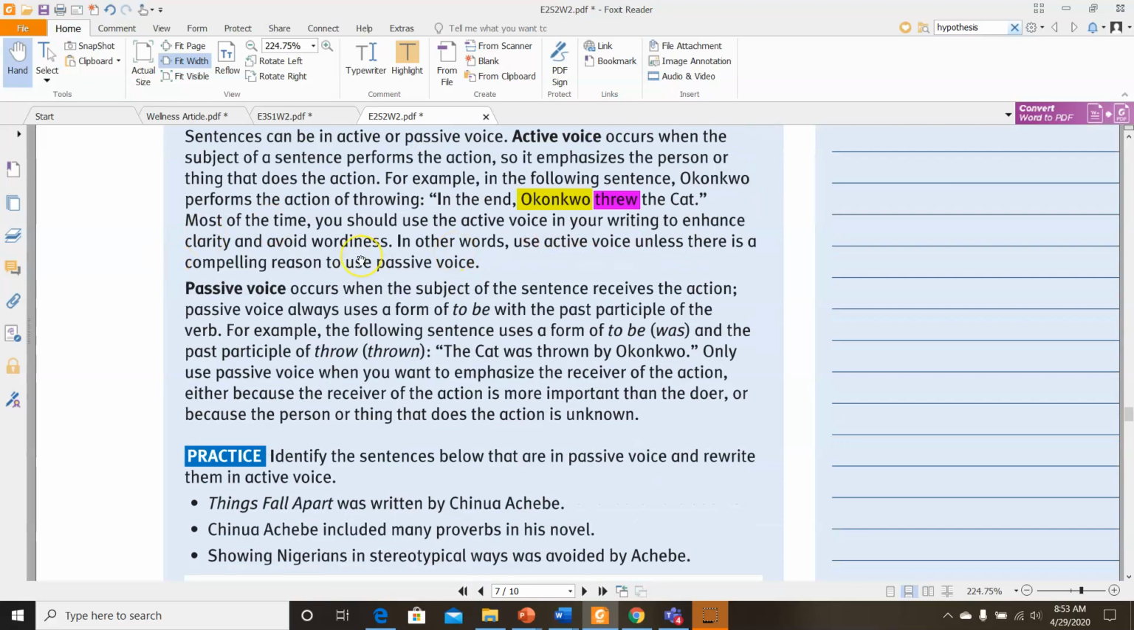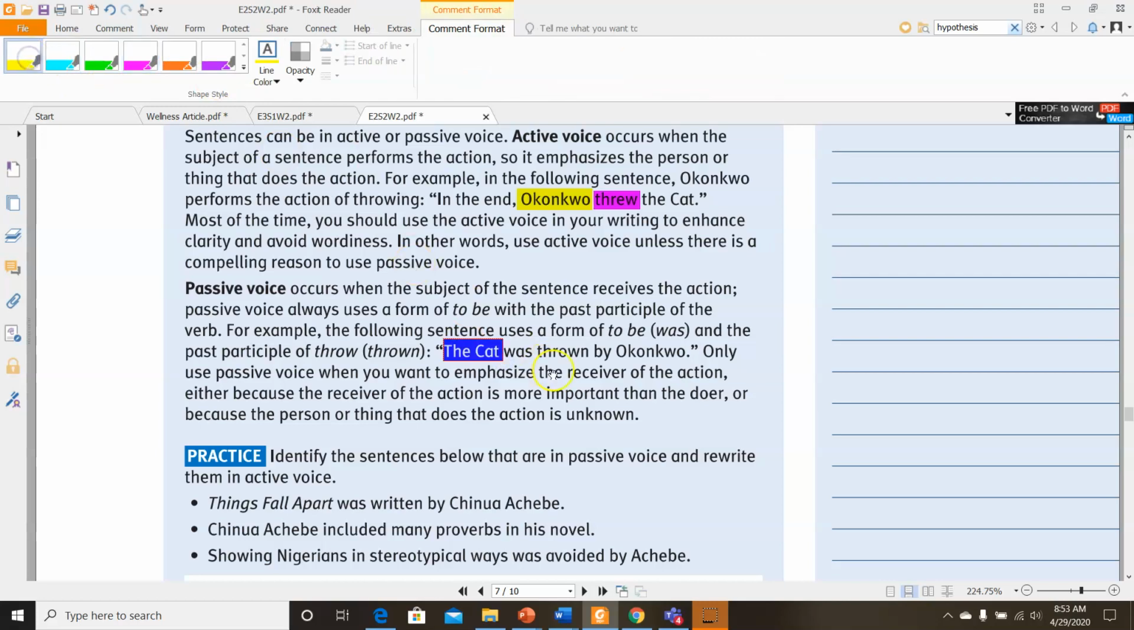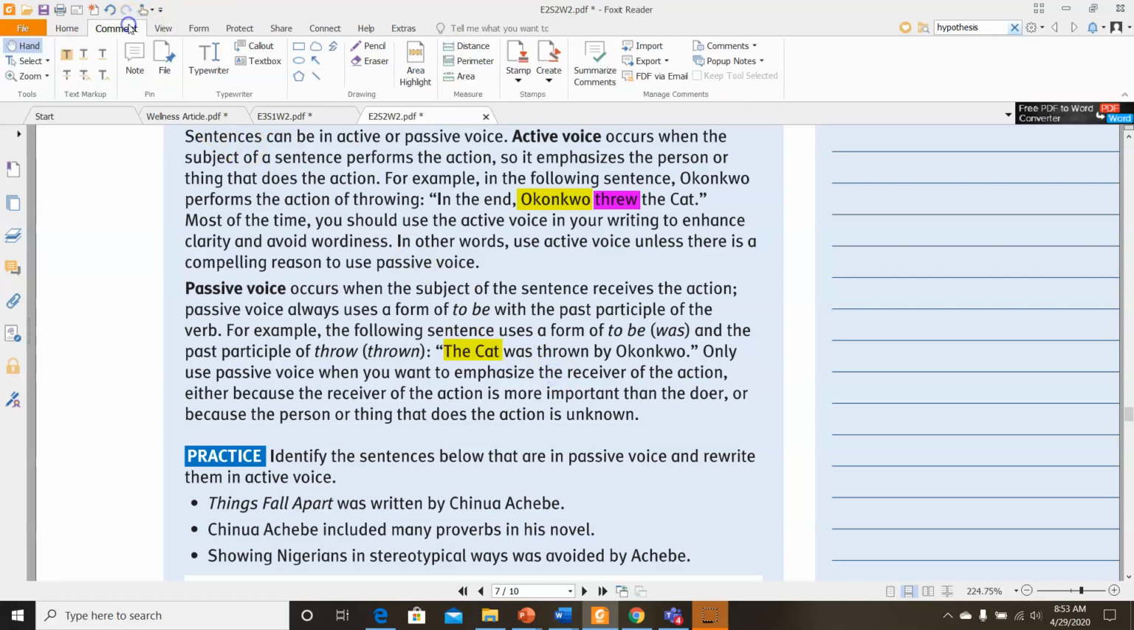Now, passive voice occurs when the subject of the sentence receives the action. For example, passive voice always uses a form of to be with the past participle of the verb. The following sentence uses a form of to be, was, and the past participle of throw, thrown. The cat was thrown by Okonkwo. So here we have the subject, the cat. He's receiving the action of being thrown. I'm going to make this yellow to show that it's my subject. And then he was thrown.